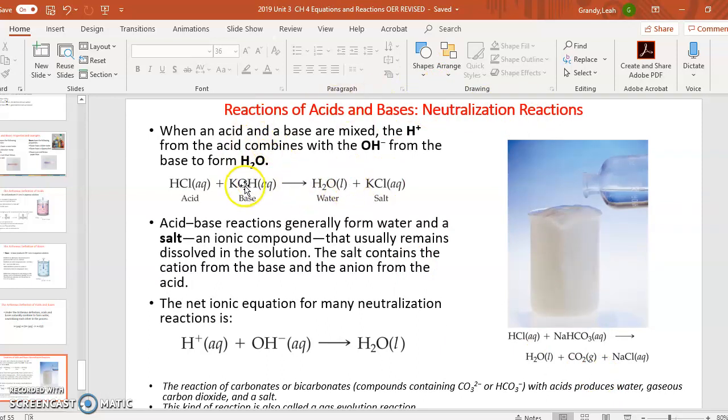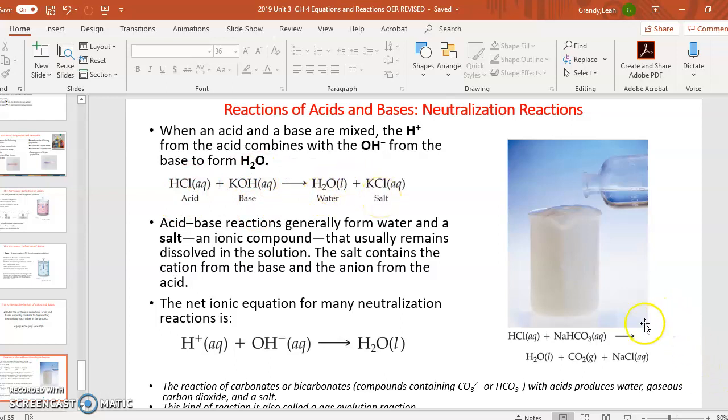So again, from the former few slides here, we have acids and bases mixed together, the H plus and the OH minus. So the H plus from the acid, the OH minus from the base, those two acidic and basic parts form water, and the remaining part will be an ionic salt. So K from KOH and Cl from HCl will form a salt. So this is the general formula. Acid plus base form water and salt.